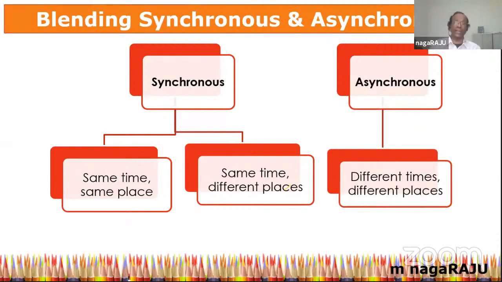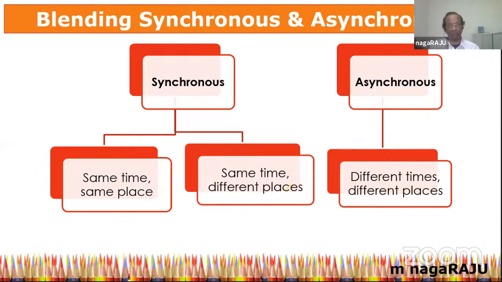Synchronous again is of two kinds. The students and the teacher are in the same place and learning is happening at the same time, like in a regular classroom. You are all degree teachers, I think, and you go to a class and some 50 students are there in your class, the 50 students and the one teacher, the 51 of you are in the classroom and teaching is happening at the same time, right? 8 o'clock to 8:30 is your class, and then you teach them, the students learn. That's the same time, same place.